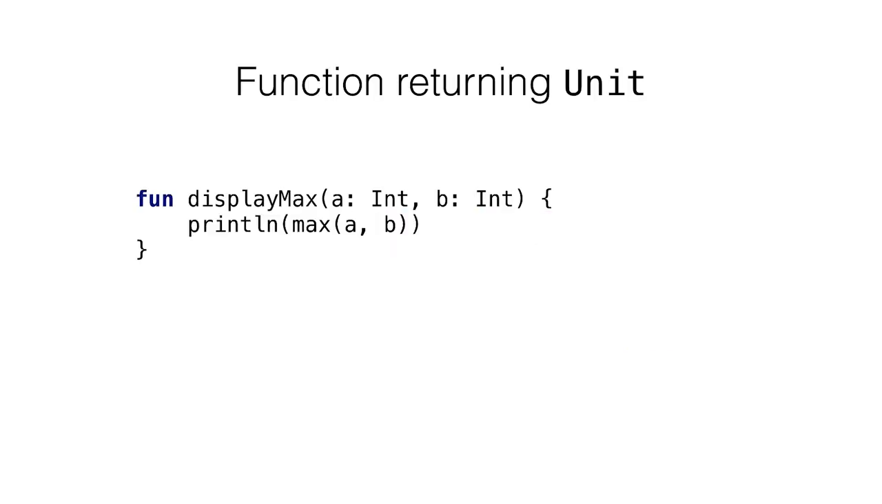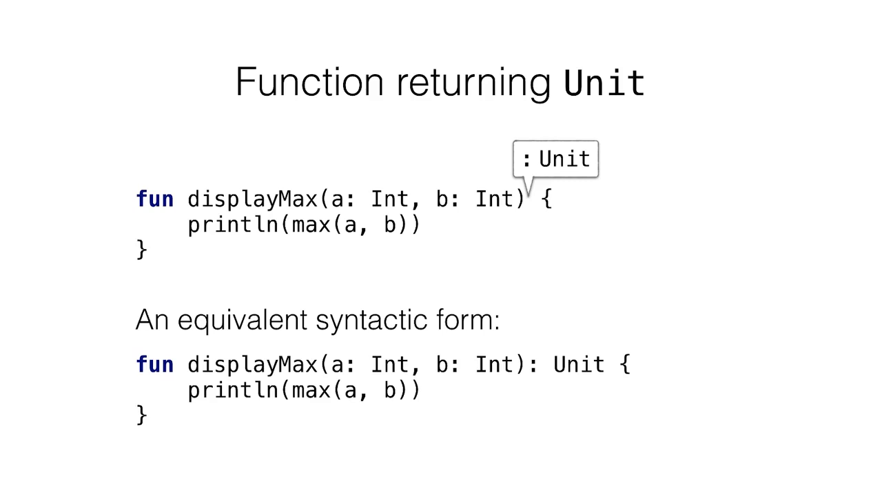Note that if you try to omit the type for a function with expression body, it will mean that this function returns unit. You can think of unit as an analog of void. The displayMax function returns no meaningful value. It's written for its side effects, and the compiler considers its type as unit. You can use an alternative syntactic form by specifying unit explicitly, but I think no one does that.